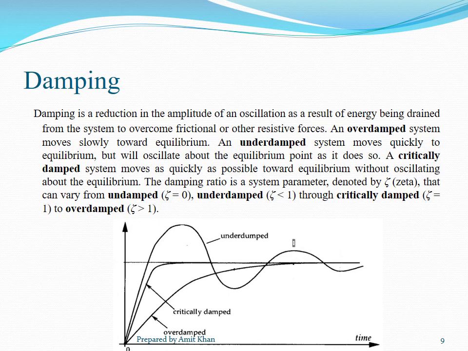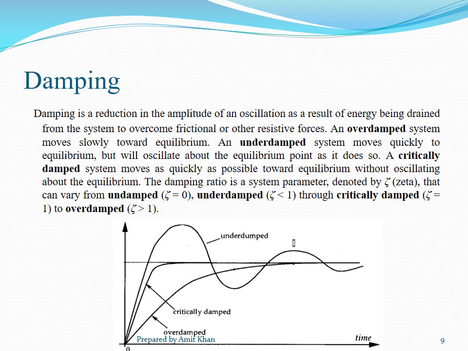So for an underdamped system, the system moves quickly to the equilibrium but will oscillate about the equilibrium point as it does so. A critically damped system moves as quickly as possible towards the equilibrium without oscillating about the equilibrium. And for an overdamped system, the system moves very slowly towards the equilibrium.